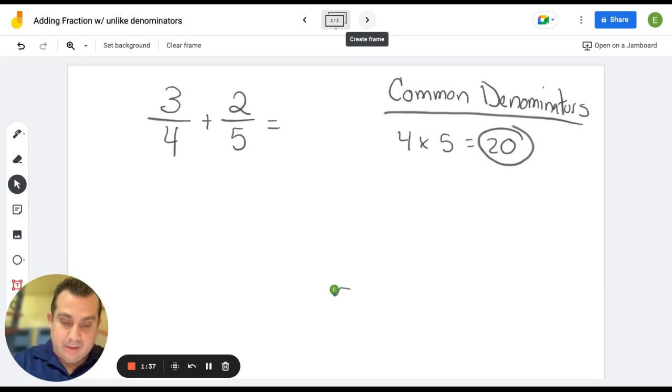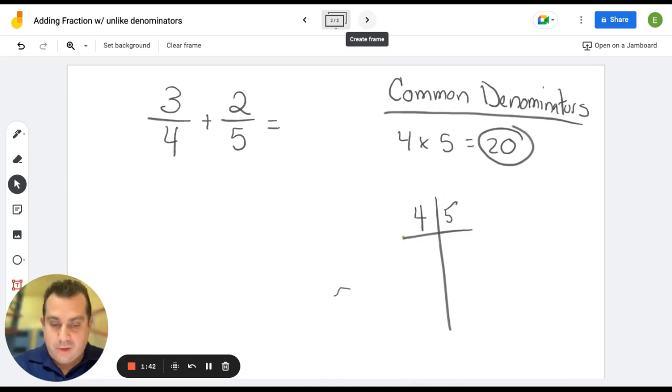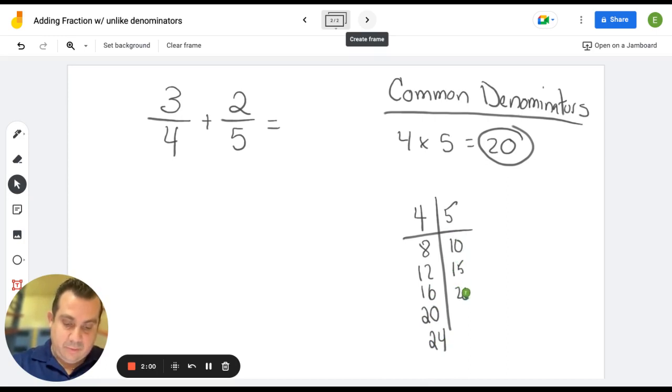Or I could list multiples of 4 and multiples of 5, and just do a quick chart just like this. And now go 4, 8, 12, 16, 20, 24, and now we'll go with my 5s, 5, 10, 15, now 20. I'll start right here and notice that 20 is my common denominator. So here it worked out to be the same, okay? Whichever method is going to give you the same common denominator.